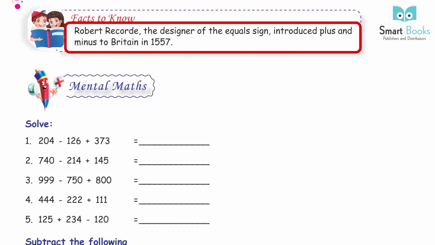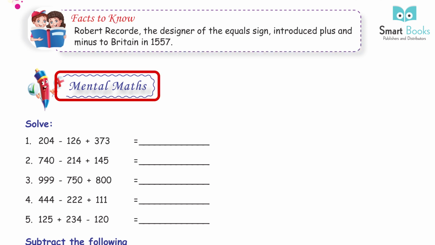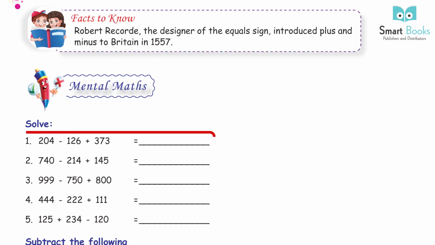Facts to know. Robert Recorde, the designer of the equal sign, introduced plus and minus to Britain in 1557. Mental maths. Solve.